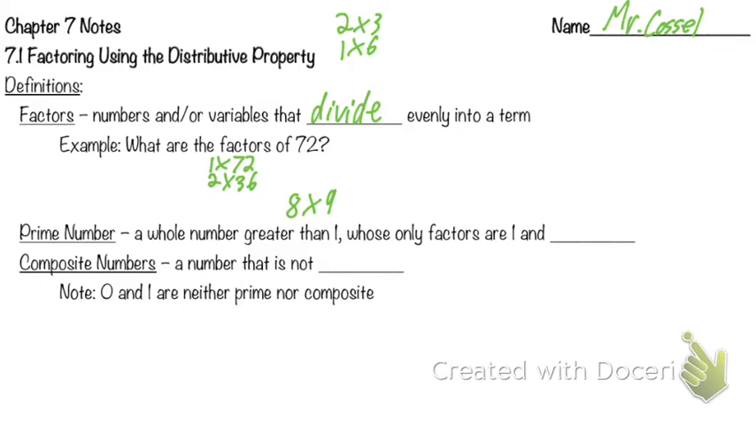You can use your calculator. Okay? Does 3 go into 72? Yeah. We can try it. Take 72 divided by 3. 24. Yeah, 24. Does 4 go into it? Yep. 18. Okay. Does 5 go into it?